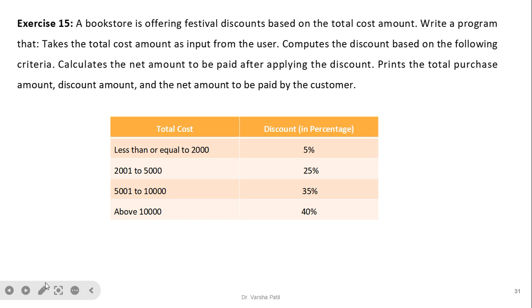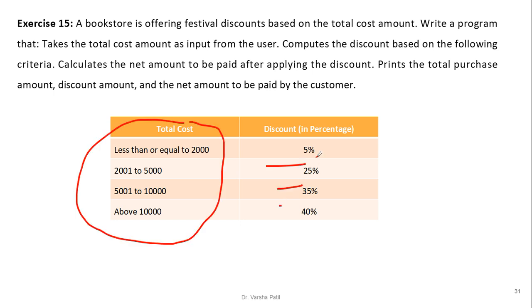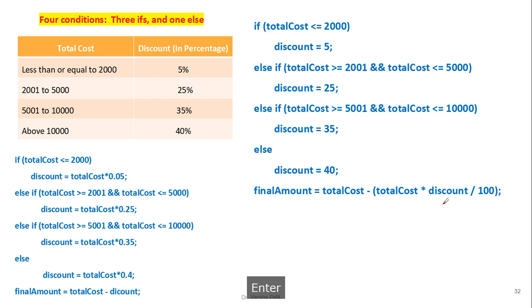Now the criteria is like this. For example, if the total cost amount is less than or equal to 2000, 5% discount. For the next range, discount is 25, 35 and 45. So total 4 conditions are there that can be connected with 3 if and 1 else. 4 conditions, 3 if and 1 else.